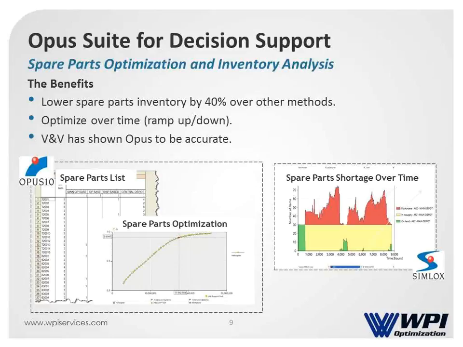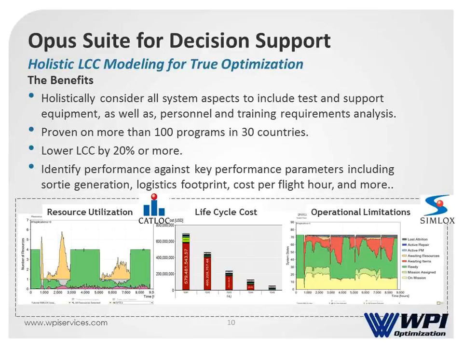And again, speaking about optimization over time, it's also critical that we be able to understand how reliability growth and how ramp up and ramp down of our systems actually impacts the ASABO over time and impacts our spare parts and readiness-based sparing levels. All this comes together to create a really holistic LCC model for true optimization.